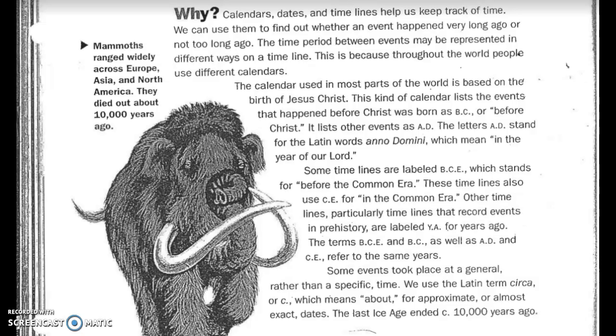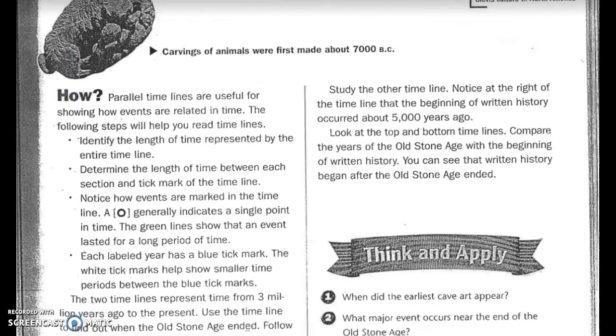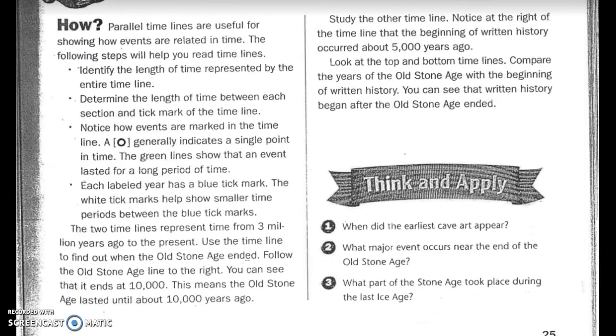Some events took place at a general rather than a specific time. We use the Latin term circa, or C, which means about, for approximate or almost exact dates. The last ice age ended circa 10,000 years ago. How? Parallel timelines are useful for showing how events are related in time. The following steps will help you read timelines.